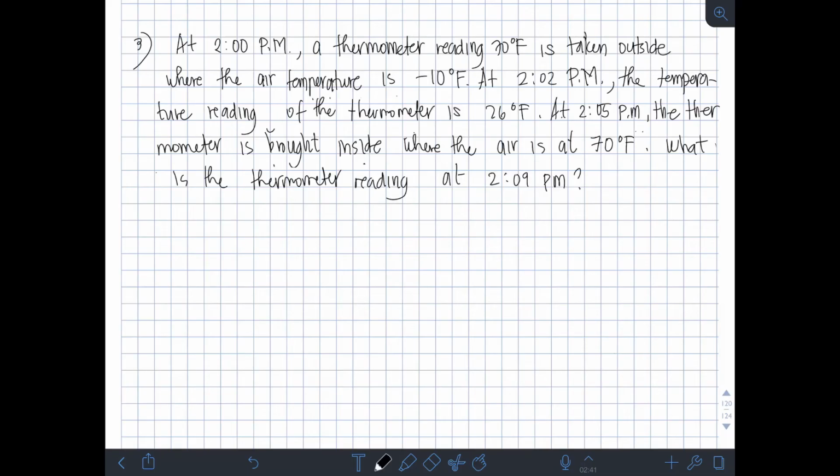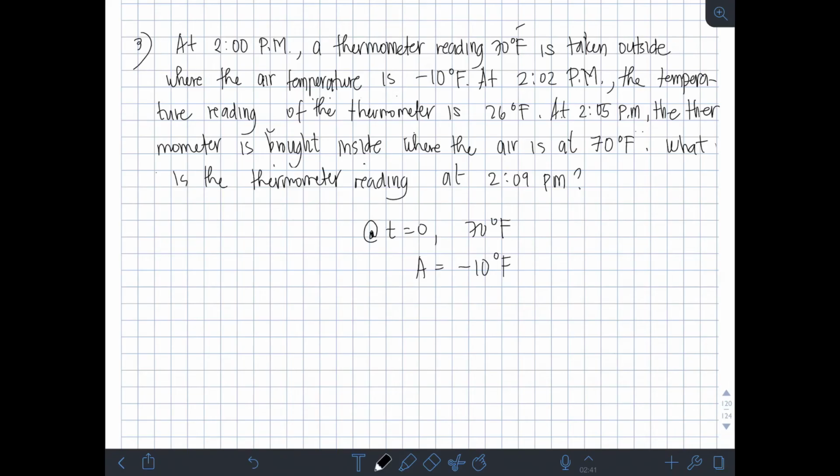Okay, sige, analyze natin. So, yung starting time daw is at 2 p.m. So, parang, yun yung at time t is equal to 0 natin. Yung thermometer reading or initial reading ng thermometer is 70 degrees Fahrenheit. Then, taken outside where the air temperature is negative 10 degrees Fahrenheit. So, sa formula natin siya yung A. So, negative 10 degrees Fahrenheit. At 2:02 p.m., the temperature reading of the thermometer is 26 degrees Fahrenheit.